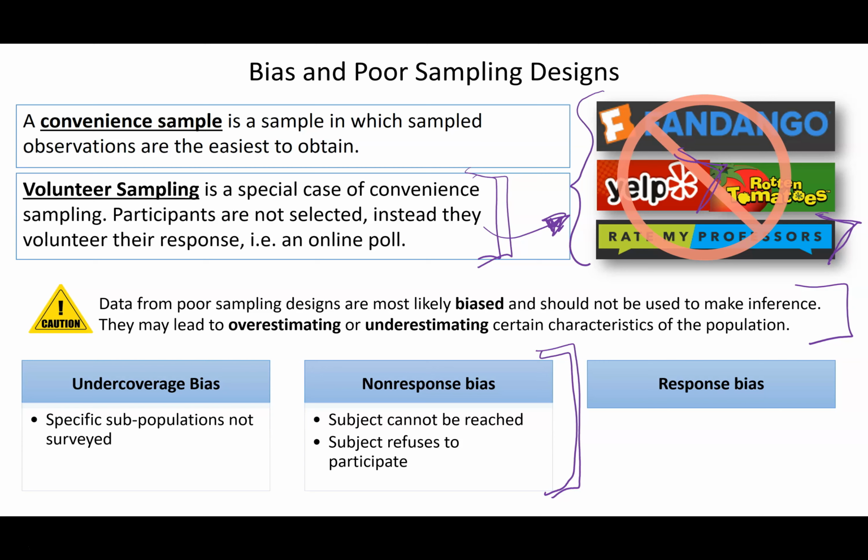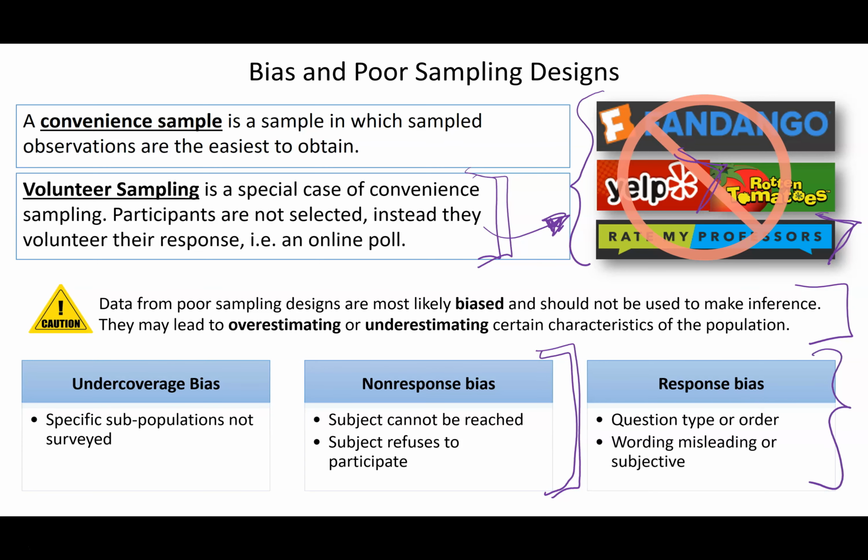And then response bias. This is the one that's after the sample is selected. So you've selected your sample, whoever is going to be in your sample is already in there. And these are things that could influence the results and make them inaccurate. It could be the type of question you're asking, the order of the questions, the wording in the questions. It could be who is asking the questions. So there are a lot of issues that can make your results, especially from a survey, inaccurate.